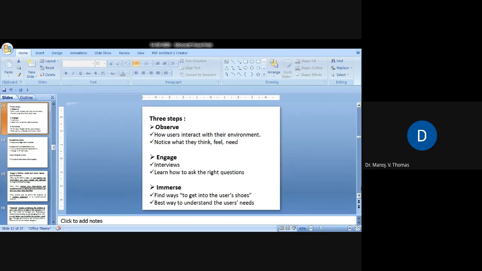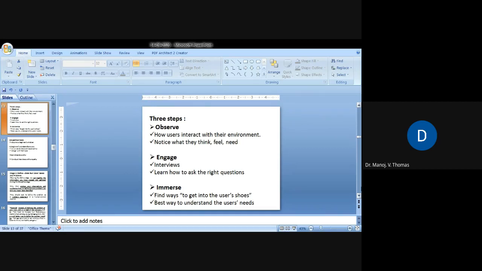So there are three different steps which can be used for empathizing. First one, observe. Second one, engage. And third one, immerse. Now observe what happens. You carefully look at how users interact with their environment. Like what do they need? How do they think? How do they feel about a particular product or solution? What is their actual need? Isn't it?